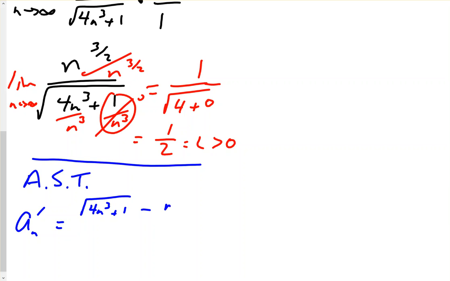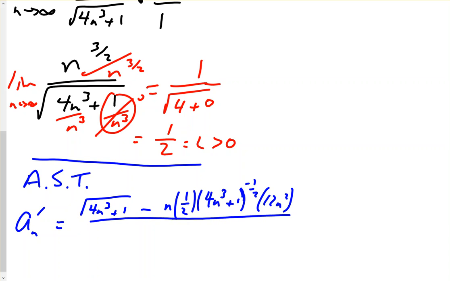n times 1/2 times 4n cubed plus 1, drop the power, -1/2, times the derivative of the base, so that's times 12n squared, all over the denominator squared, which is 4n cubed plus 1. Okay, we have to show that this derivative is less than 0.